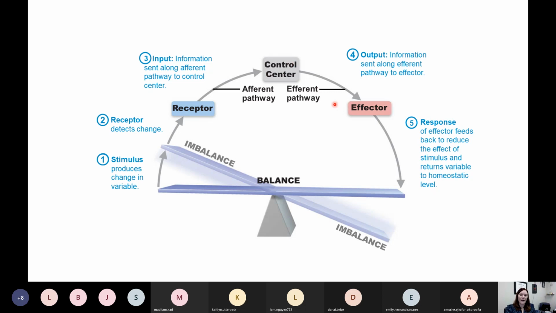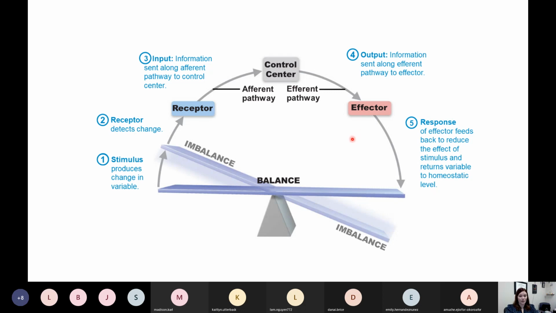When I'm talking about my blood sugar being too high, my control center would send messages to endocrine organs that help me to bring that blood sugar back down. So everything in your body that we keep at a steady state, this is what our homeostasis loop looks like. A stimulus changes things, the receptor detects that things have changed, sends that information to the control center where it's processed, and an effector gets us back to normal.